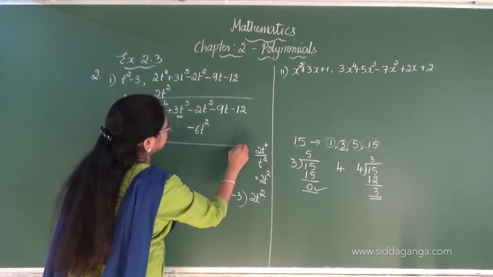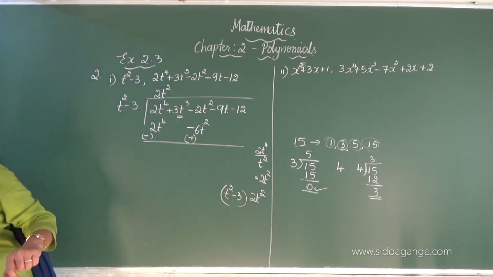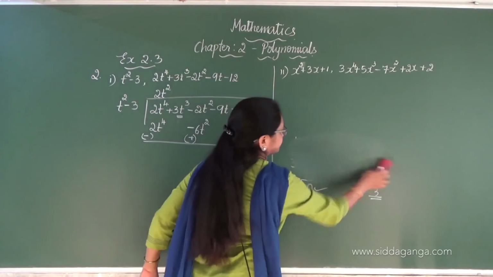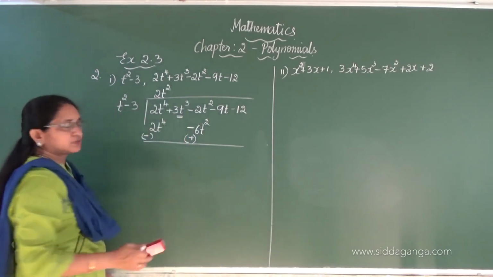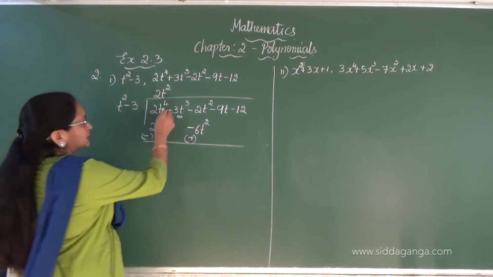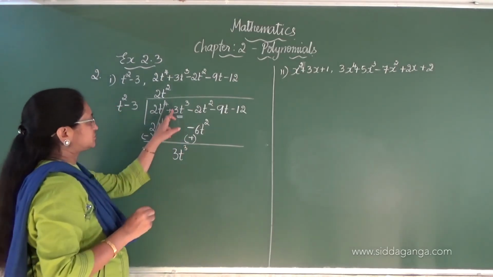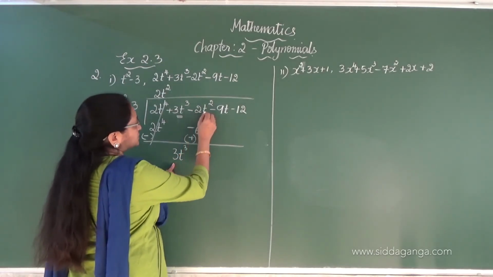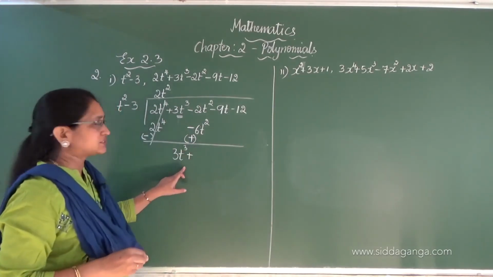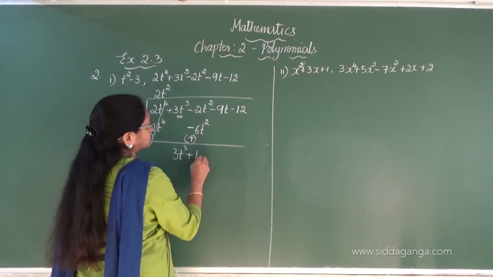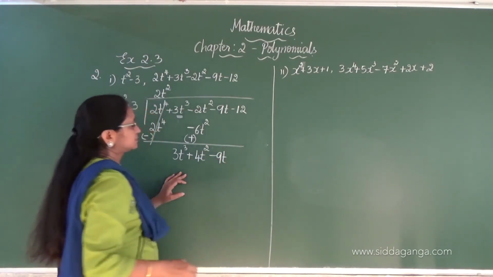Now what is the next step? You have to change the sign. Now here it gets cancelled. 3t cube you write as it is, you have to take it down. Then minus 2t square plus 6t square. The greater number's sign, that is plus. So here 6 minus 2 is 4t square. Then you take 9t down.